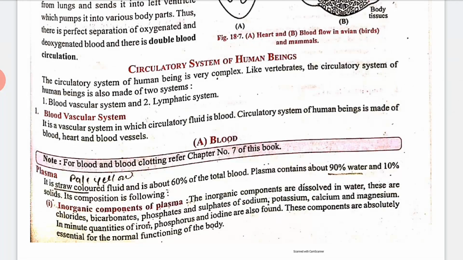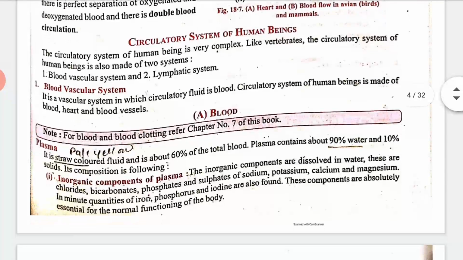So first we will talk about plasma. It is straw colored. Straw colored means pale yellow color. So that straw colored fluid is about 60% of the blood, and you know that plasma contains about 90% water and 10% solids. So its composition is the following. Let's see the composition.